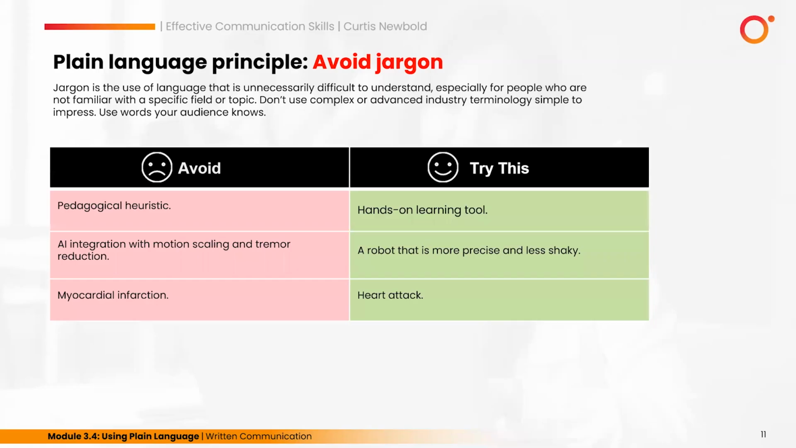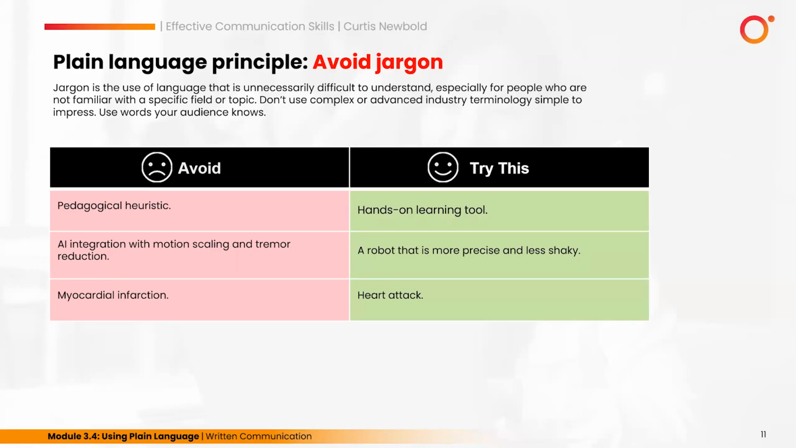Okay, so you can see here, avoid things like pedagogical heuristic. You can just say hands-on learning tool. Or instead of an integration with motion scaling and tremor reduction, you can just say a robot that is more precise and less shaky. Or instead of myocardial infarction, you can say heart attack.